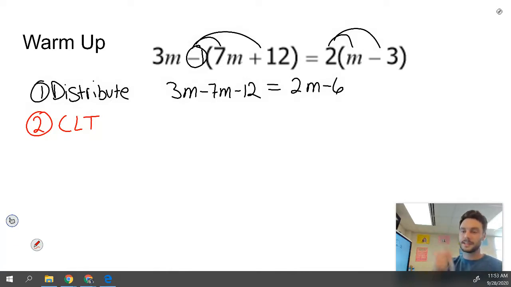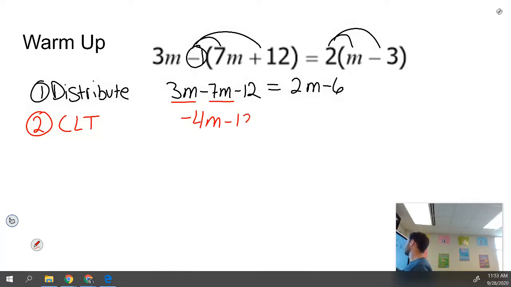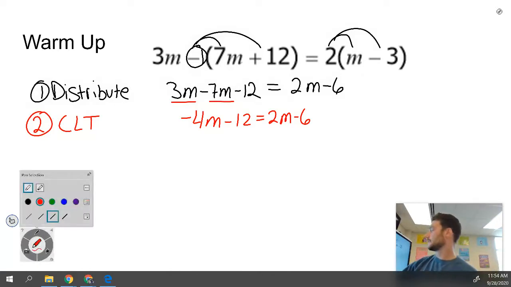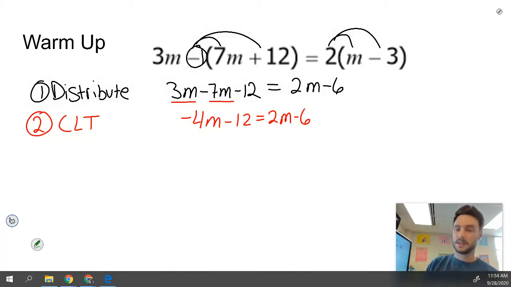That means like terms on the same side of the equal sign. So for instance, 3m and -7m. 3 minus 7 is -4. 4 minus 6. Cool. We'd also combine any constants if there were anything to do there, but all of this now, we have all the like terms combined on the same side. Step 3 is get your variables to the same side.